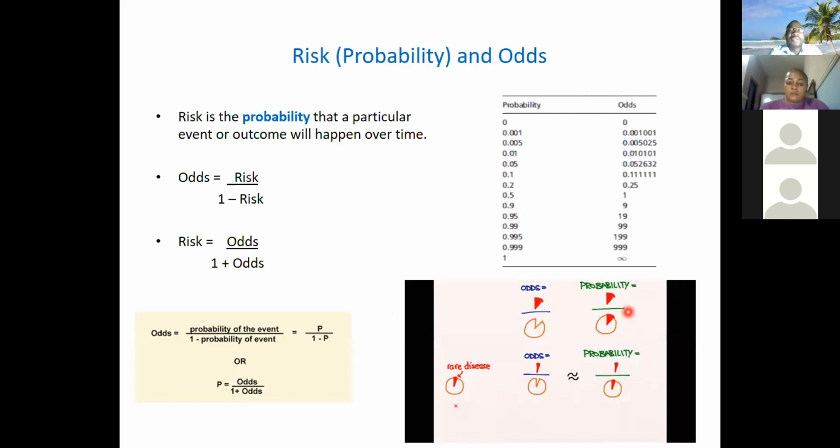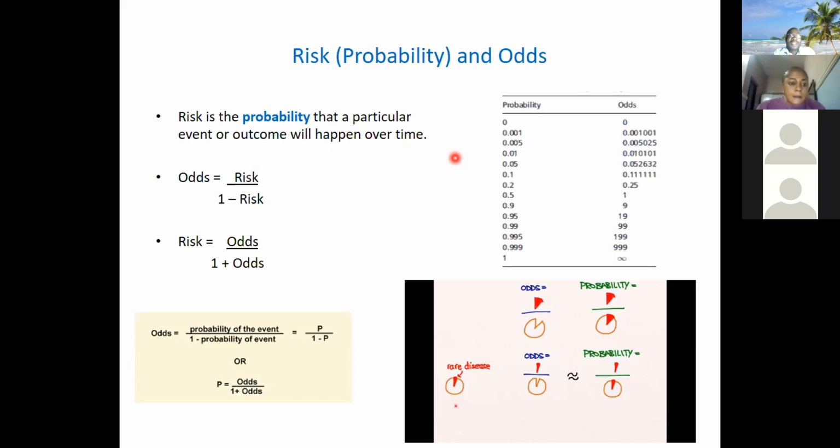Now let's look at risk and probability. What is risk? Risk is the probability that a particular event or outcome will happen over time. Risk is the same thing as probability. But sometimes people use risk in a wider sense. Some people even think risk is the probability that something bad will happen. If you are traveling at night, there's a probability that you have an accident because it's night, so you are taking a risk.